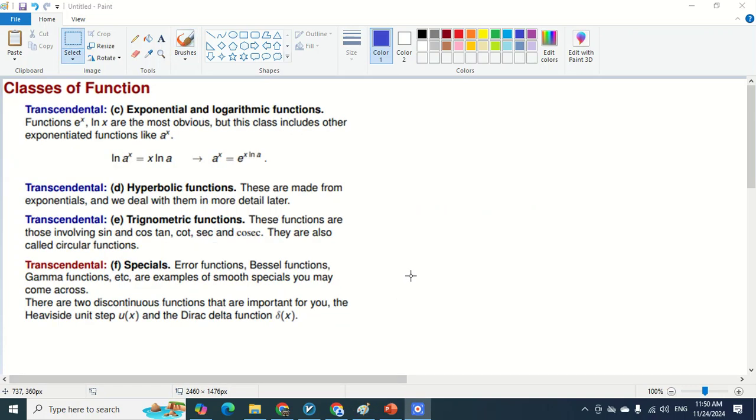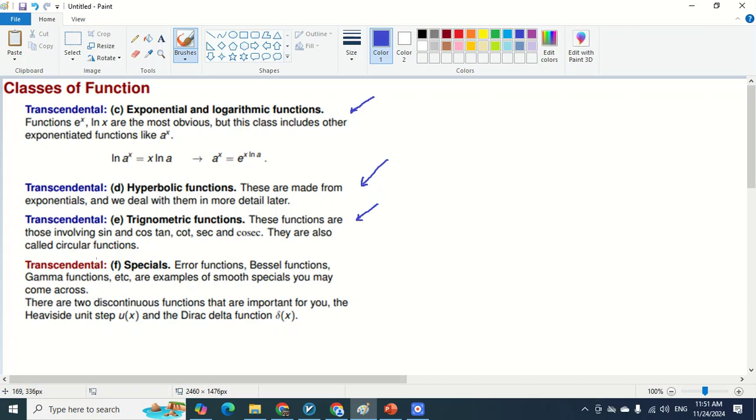So at the end of the day, we have the classes of exponential and logarithmic functions that we will discuss in detail later on. And also we have the hyperbolic functions that are made from exponential functions, and we have the trigonometric functions as well. This type of function will also be discussed later on. We will discuss the different types of them, but it's not a bad idea to be familiar with their forms: sine, cosine, tangent, cotangent, secant, and cosecant.